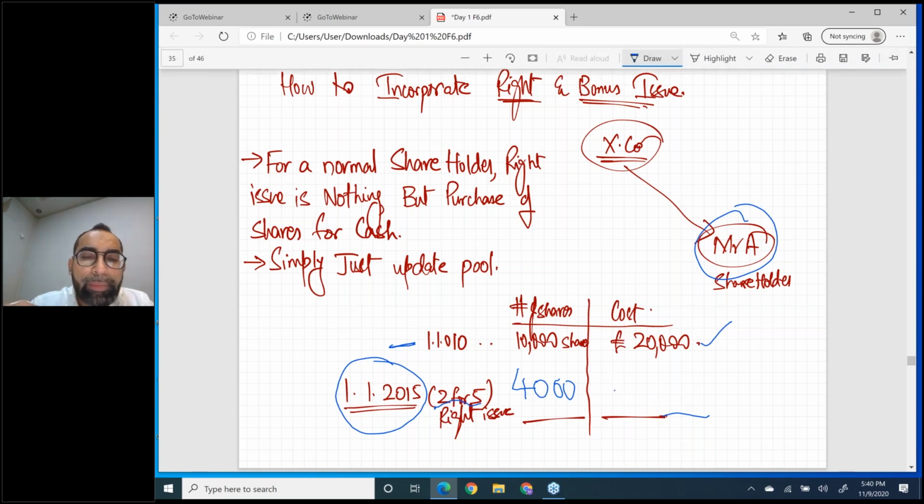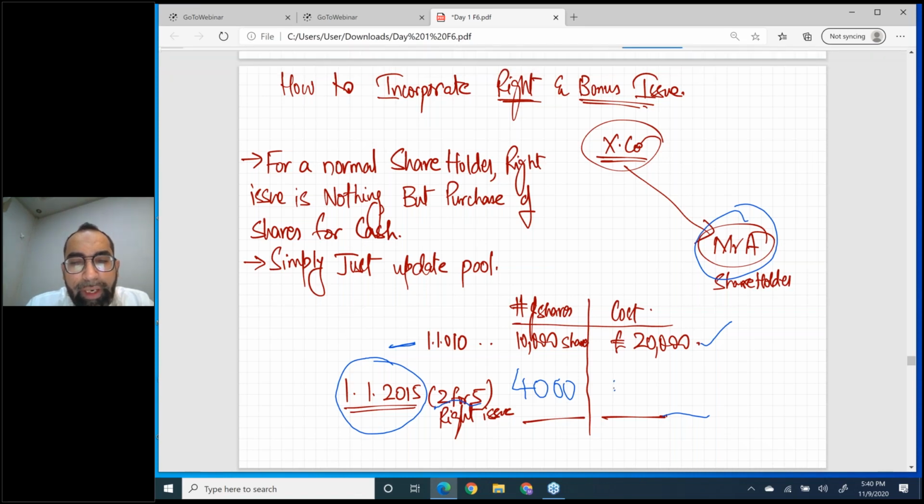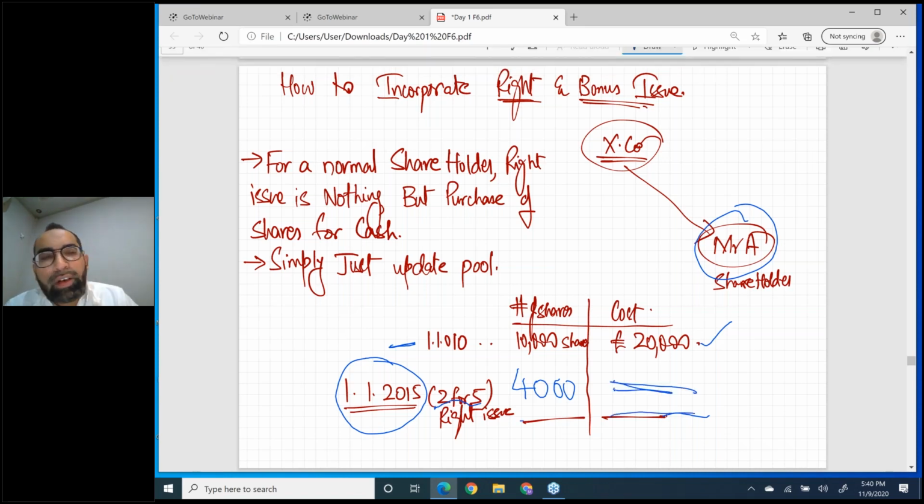You just have to update the number of shares column, and you have to write a dash in the cost column, because you're not paying anything for a bonus issue, right? So the slight difference: in a rights issue you will update both columns, and in a bonus issue you will be updating only the shares column.